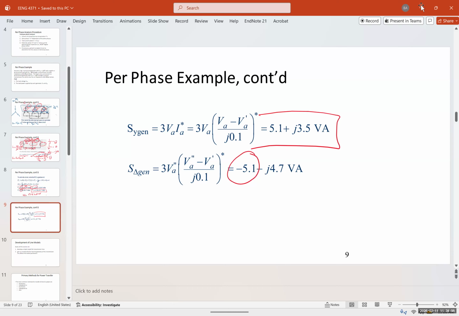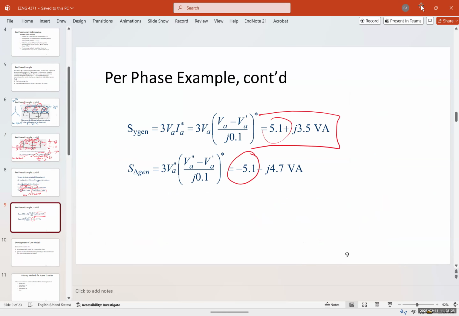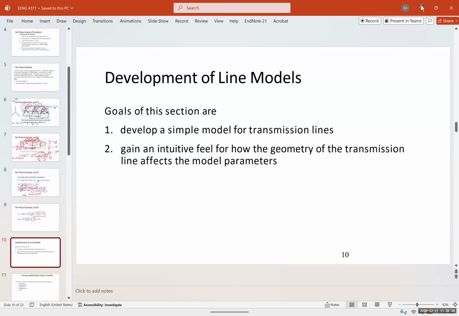What does this negative mean, and what does this positive mean? Do you know? This means one of the generators is actually consuming power, not producing power. When you have two generators connected to each other, one is going to be the consumer. So the sign shows which one is consuming power and which one is producing power.